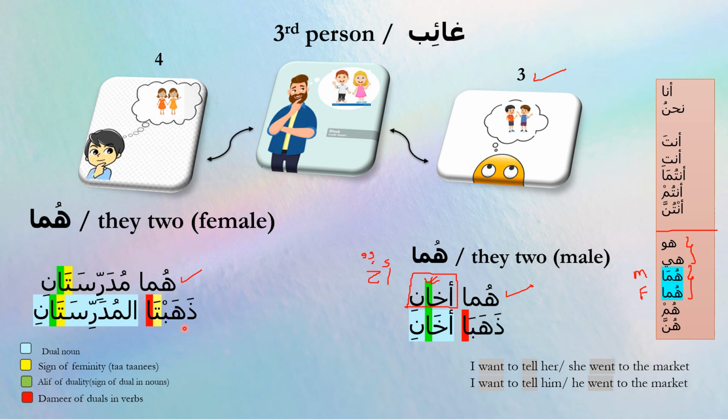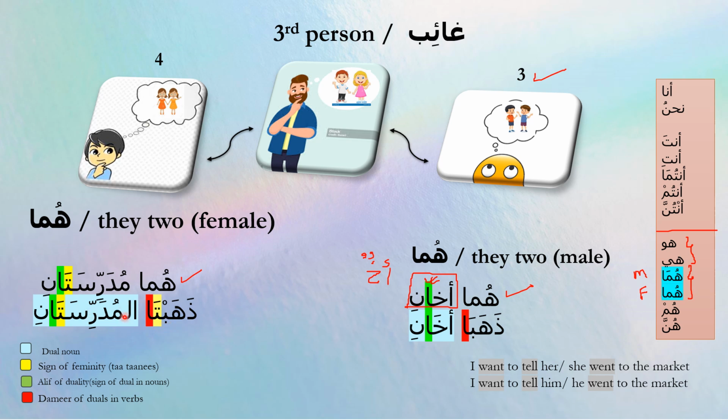Coming to the verb dhahaba, the same verb used for the male will be used, with the same damir, the alif. Damir alif tells you about the two people, but with the sign of femininity. When the sign of femininity comes, the same verb will be used for the females with the sign of femininity, telling you now two female people are going.